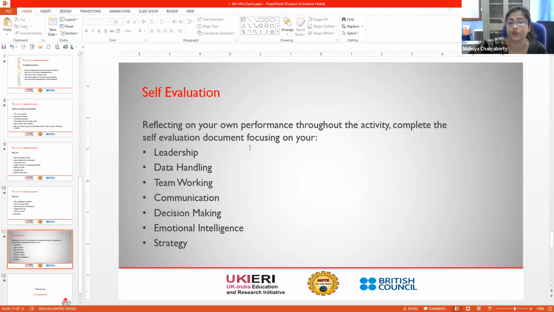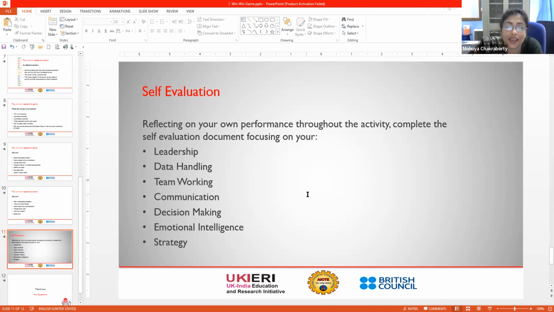Complete the self-evaluation document, focusing mainly on your leadership styles. How did you handle the data? Whether you did teamwork, whether you communicated well with your team members and with other teams, and then what was the decision that you made, and what emotional intelligence component you used while doing this exercise, and what was the strategic planning that you used. So that is all about this game.